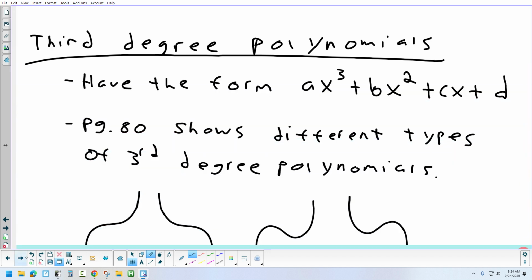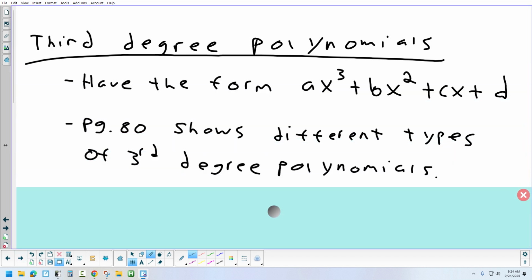All right, so a couple things about third-degree polynomials. We've looked at them already a little bit, so we kind of know what they look like. That's the format of what a third-degree polynomial looks like.